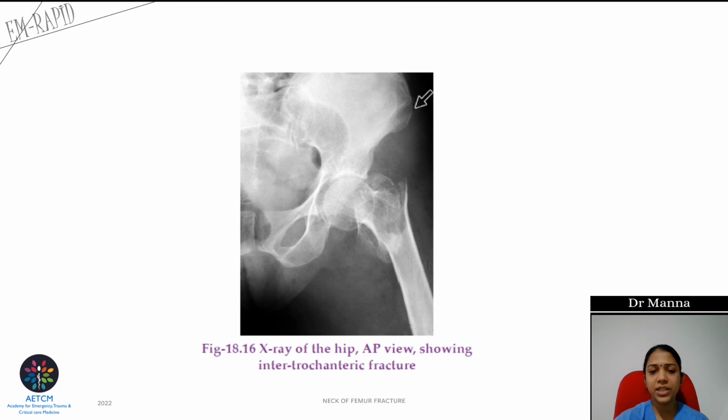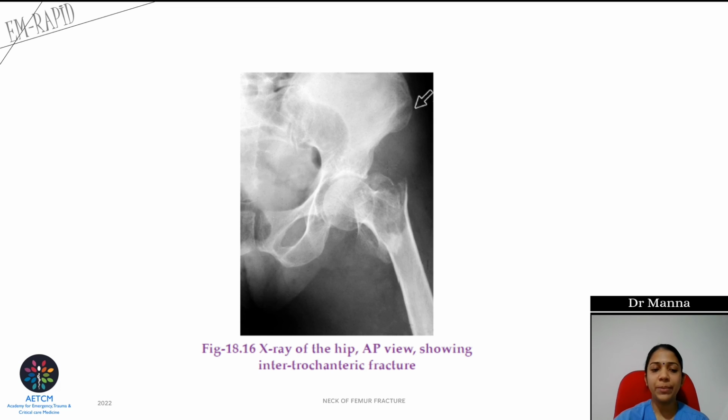This is the X-ray film of the intertrochanteric fracture. Here we can see the head and the neck appear normal, and from the trochanteric region, when we look down, there is an obvious deformity seen. And the distal femur is somewhat directed posteriorly. So this is an intertrochanteric fracture.